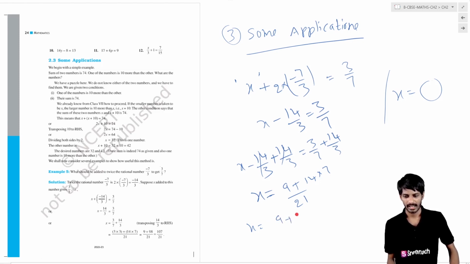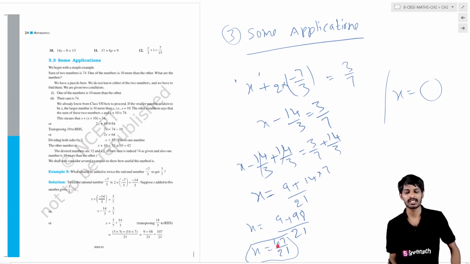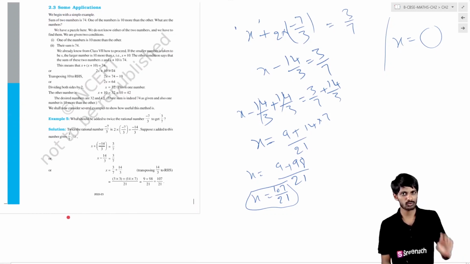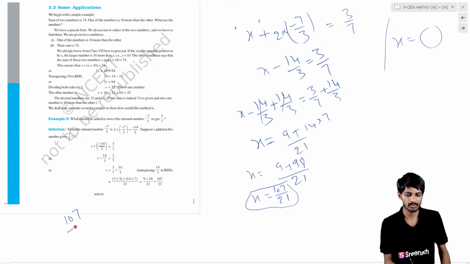9 plus 98 by 21. So the final answer will be 107 by 21. So this is the answer. Finally we have solved for x. So what should the number be? The number is 107 by 21. We don't know that unknown number, but finally we got that number, that is 107 by 21.